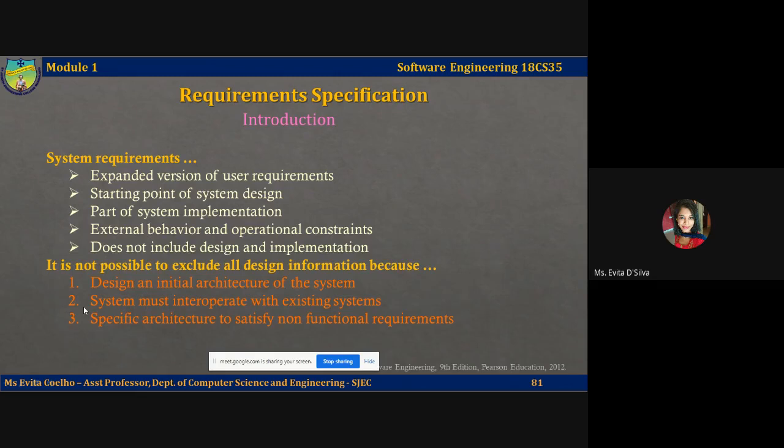Second, in most cases, systems must interoperate with existing systems, which constrain the design and impose requirements on the new system. Thirdly, the use of a specific architecture to satisfy non-functional requirements might become important. An external regulator who needs to certify that the system is safe may specify that an already certified architectural design is being used.